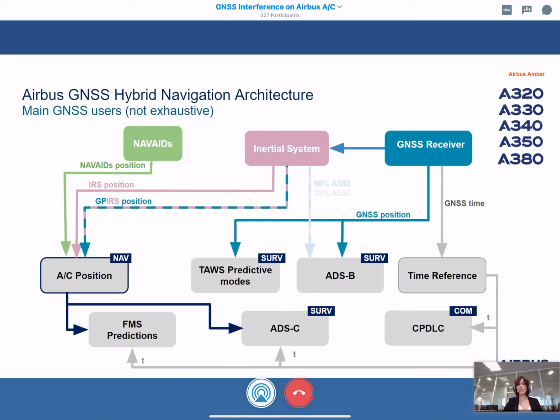In this slide here, we can see that there are some aircraft that use for the ADS-B the GPIRS information as an input. This is just for your reference. During the presentation, for the sake of clarity and simplicity, this connection will not be shown.